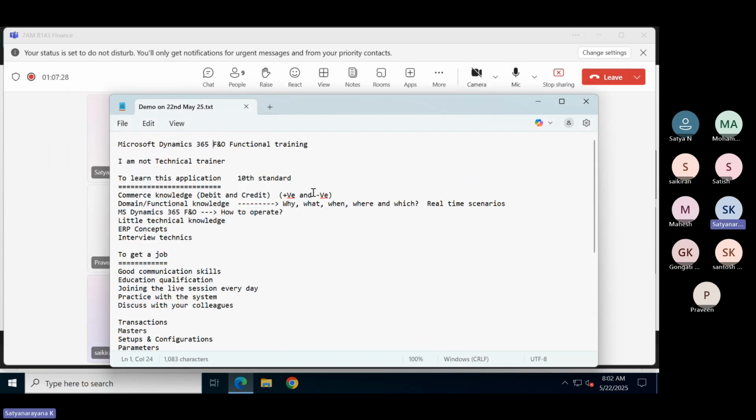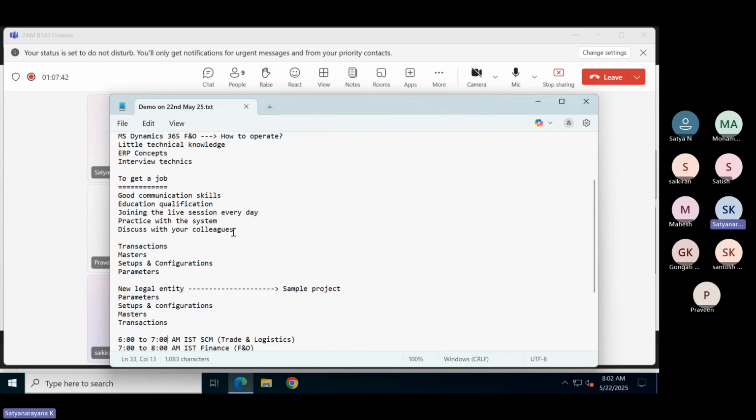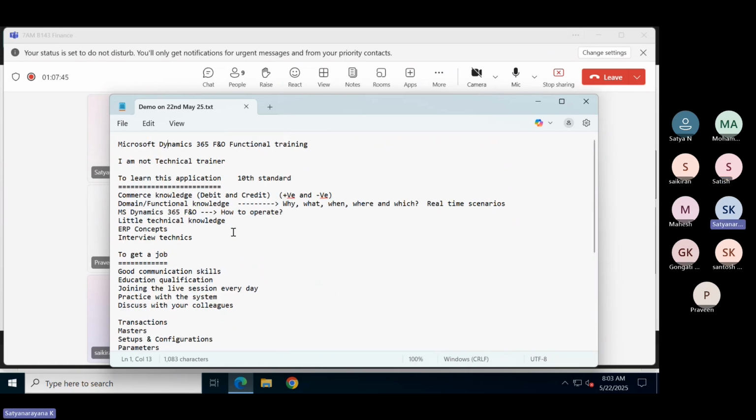So here, I'm going to teach you all these things. Just cover the finance thing. Finance means I started at 7:30 only. This is about the way I'm going to teach you. What are the topics I'm going to cover? Commerce knowledge, domain knowledge, and then Microsoft Dynamics 365 F&O, a little bit of technical knowledge, ERP concepts, and interview skills. You need to have these three skills to get a job.